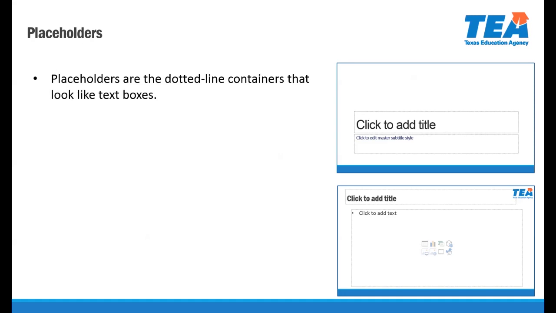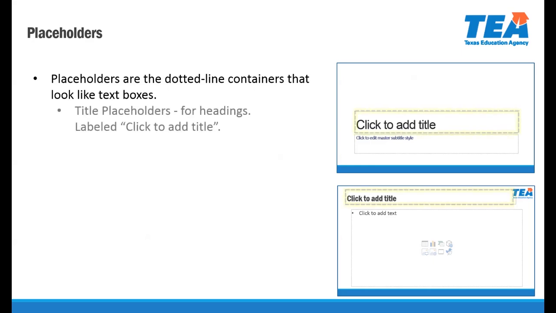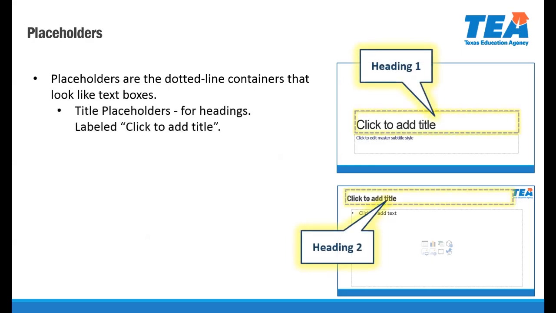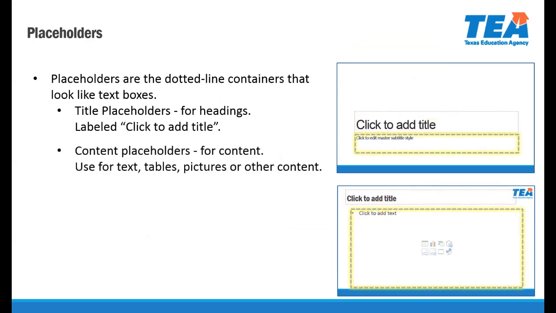Placeholders play an important part in the accessibility of PowerPoint. They are the dotted line containers that look like text boxes. There are different types of placeholders. Title placeholders, the ones that say click to add title, are used as headings. In this example, the placeholder in the title slide layout creates the heading 1, and the title placeholders on all other slide layouts create heading 2s. There's also content placeholders that contain text, tables, pictures as content for the slide.